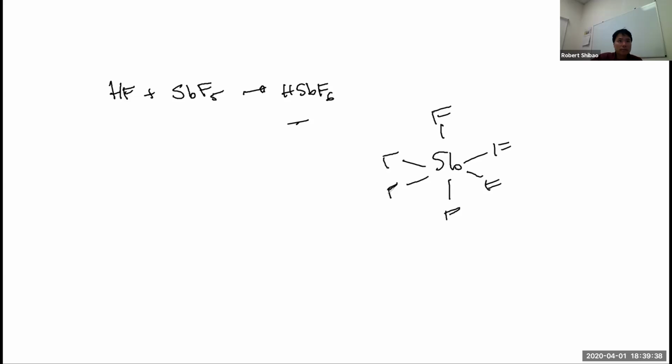Lewis structures like this are okay for non-complexes, although we call this hexafluoroantimonic acid. So we have something like this.